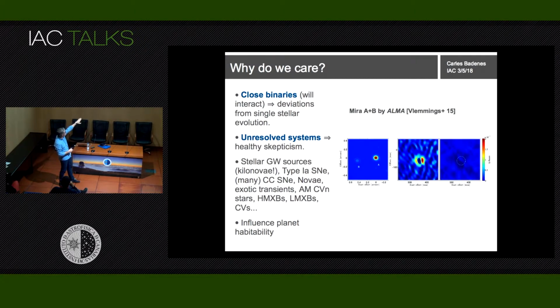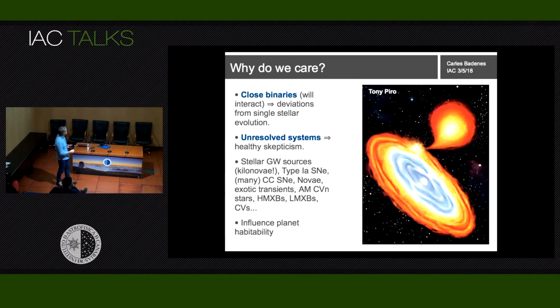Now with ALMA, we're beginning to be able to resolve things, and we do see that around Mira B there is some kind of extended structure that you may want to call an accretion disk. Okay? But I have to insist, we've never seen something like this in reality.